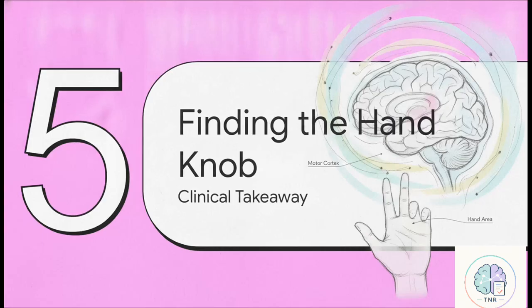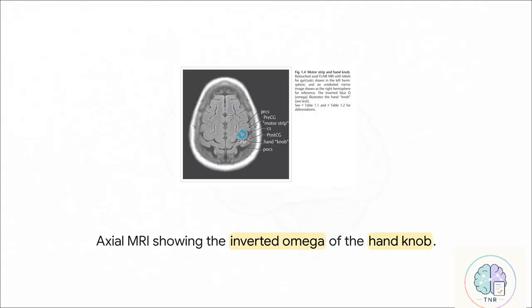Section 5. Clinical takeaway. Finding the hand knob. And this brilliantly illustrates how all of this anatomy and mechanism builds into one highly actionable clinical marker. Looking at an axial FLAIR MRI, you can see exactly what clinicians are searching for. See that highlighted inverted blue omega shape projecting right into the central sulcus? That is the hand knob.